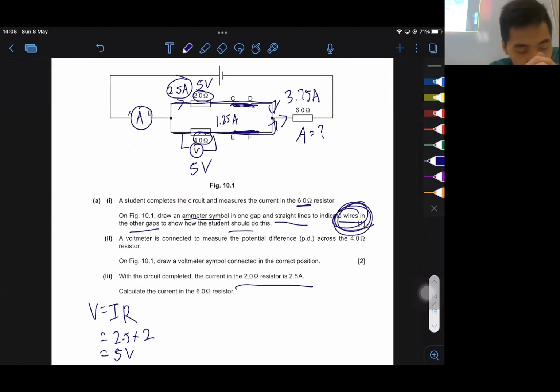Parallel current is the cake, voltage, series is the cake. Sorry, series voltage is the cake. SVC, series voltage is the cake. PIC, parallel current is the cake.